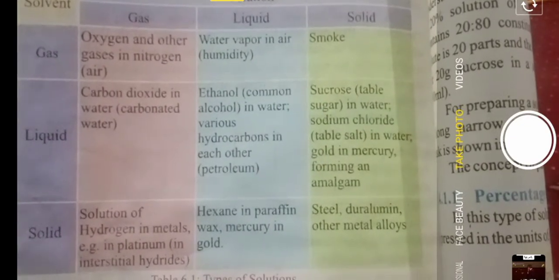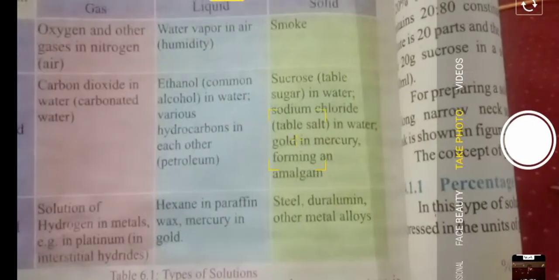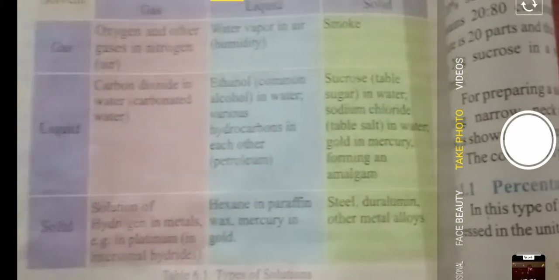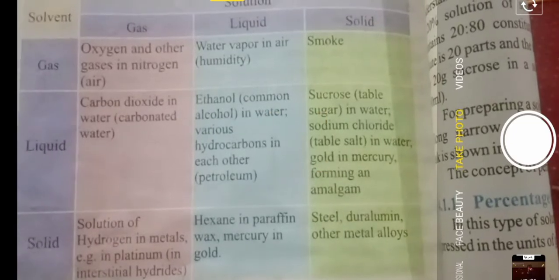You can see this table as well. Carbon dioxide in water becomes carbonated water; ethanol, common alcohol, in water; various hydrocarbons in each other, petroleum, is also an example of a liquid solution. Sucrose, table sugar, in water, and sodium chloride, table salt, in water. Gold in mercury forms an amalgam, which is also a solid solution. And we also have a solution of hydrogen in metals, that is, in platinum, forming interstitial hydrides, which is also an example of gas solution, liquid solution and solid solution. Also we have gas solvent, liquid solvent, and solid solvent. This is all for today.